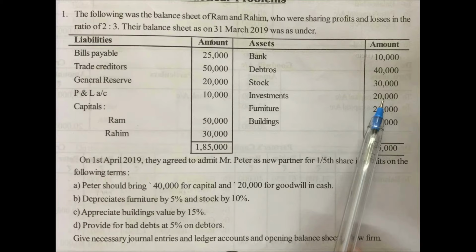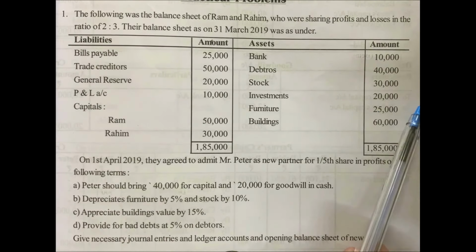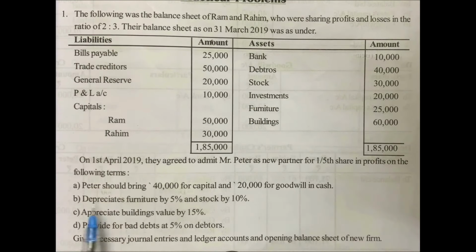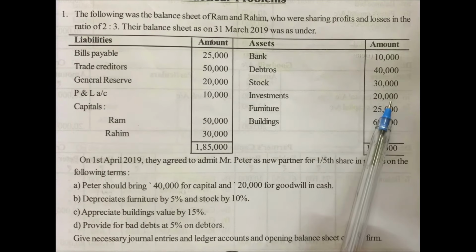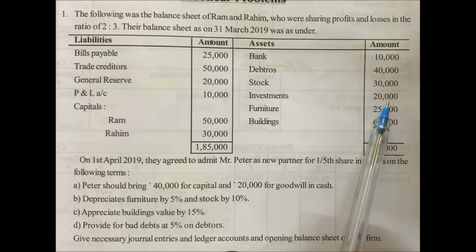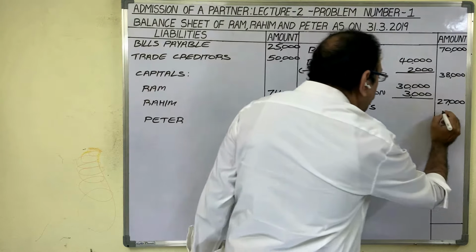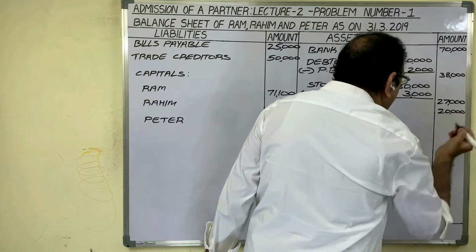Investments, 20,000 rupees. The firm invested 20,000 rupees in outside securities. It is one asset to us. Related to investments, there is no additional information. Therefore, under the asset side of the new balance sheet, as investments, we have to show this 20,000 rupees directly. As there is no adjustment, 20,000 rupees directly in the outer column.